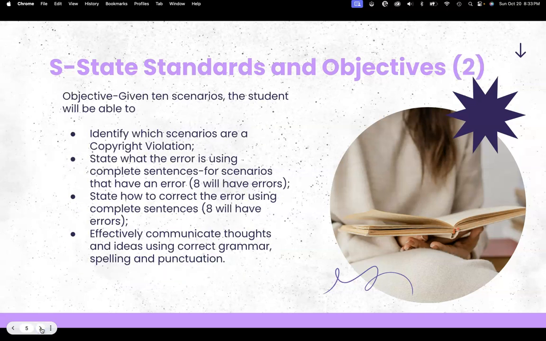And then the objective was, given 10 scenarios, the student would be able to identify which scenarios are a copyright violation, what the error is using complete sentences, state how to correct the error using complete sentences, and effectively communicate thoughts and ideas using correct grammar, spelling, and punctuation. And for this, I have a rubric. I have attached the rubric as well.